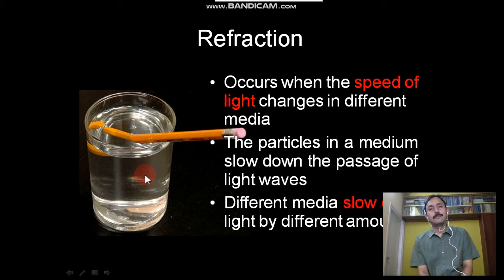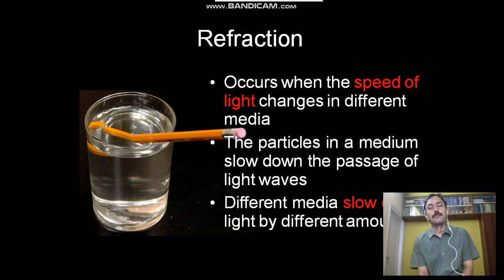Again, this is the same. This is a glass, and one pencil is placed. It looks like the pencil is bending, just like this. But actually this is a straight pencil. Originally it is a straight pencil, but it looks bent. This is due to the refraction of light.